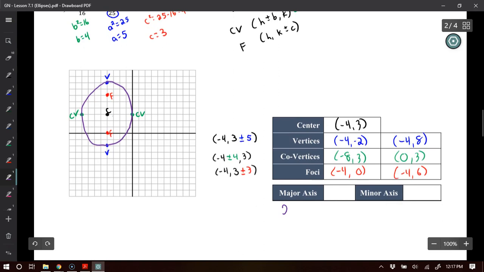Major axis is twice my a value. In this case, a was 5. 2 times 5 is 10. Minor axis is twice the b value. In this case, it's 4. 2 times 4 is 8. And I could even count. From vertex to vertex is 10. From covertex to covertex is 8. So there is our second problem for graphing.